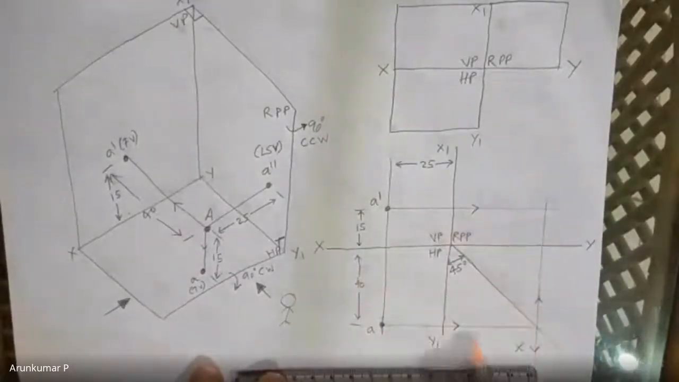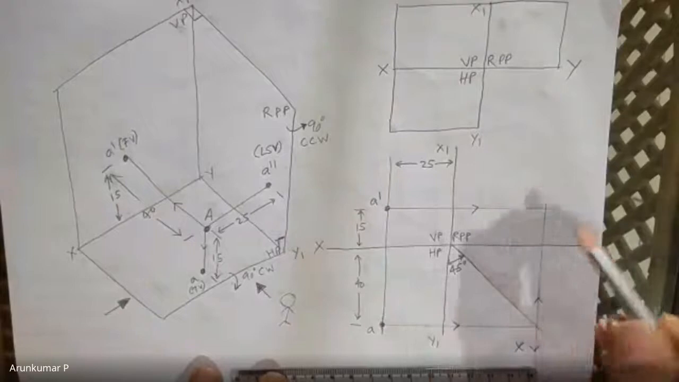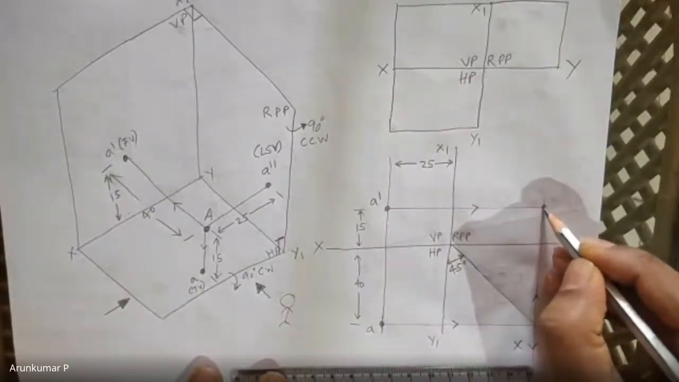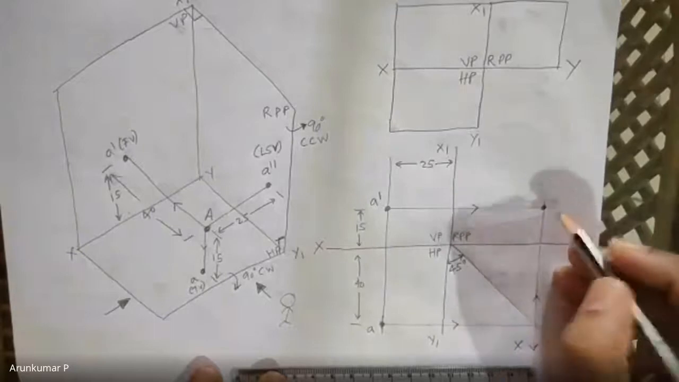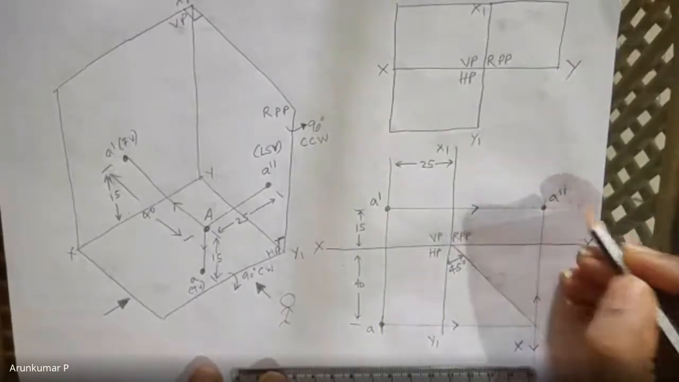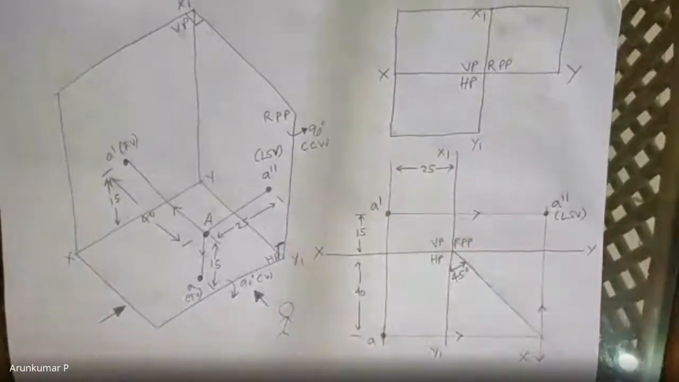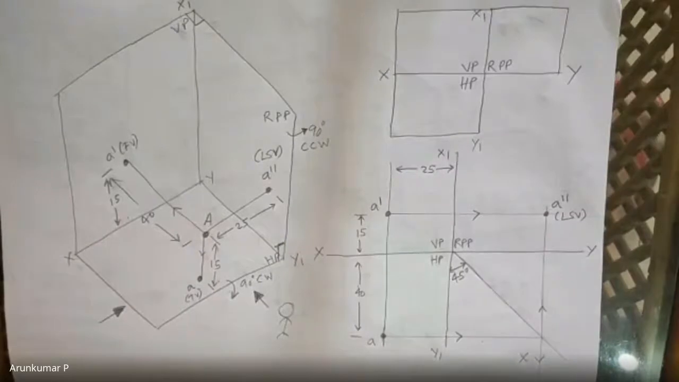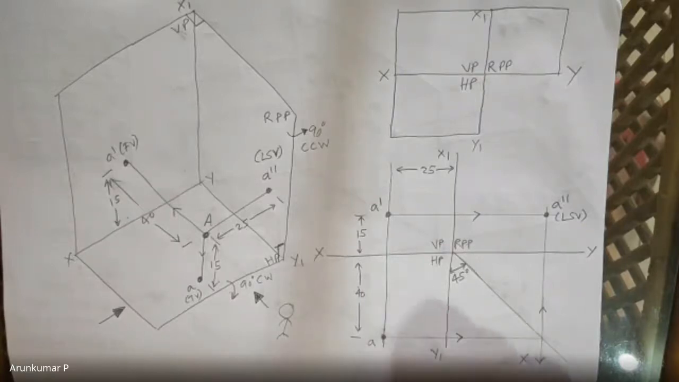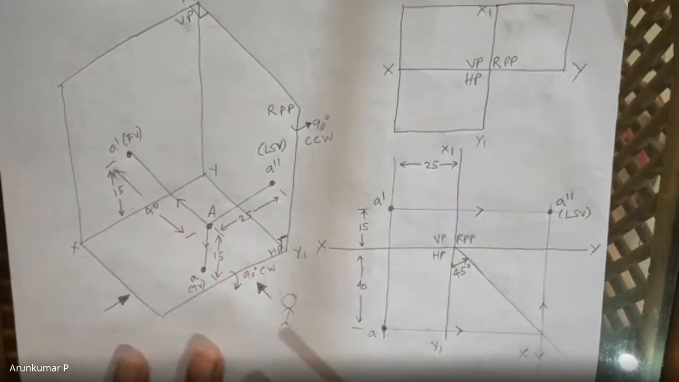So now what you find is the front view and the top view are intersecting at this particular point. This point is the side view A double dash, and this is the left side view. So this is the construction method that has to be followed if you want to draw the side view. Now, why this particular method?